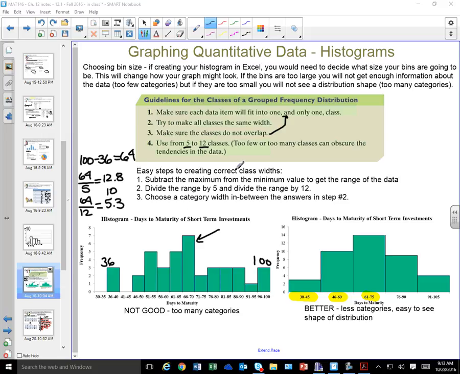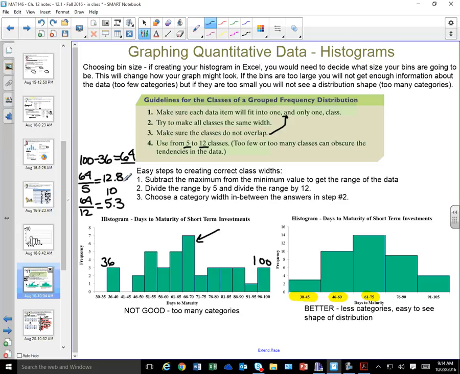So the way to get your class width using this is we're saying that 5 is the smallest number of classes we want and 12 is the most we want. So we're going to figure out what the class widths would be: how big would my categories have to be if I had only 5 categories, and then if I had 12. My data goes from 36 to 100. So I take 100 minus 36, which gives me 64. That's the range. I'm going to take that and divide by 5, and that gives me classes of 12.8.